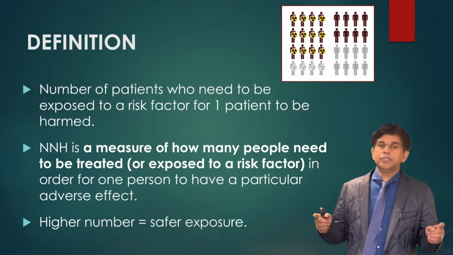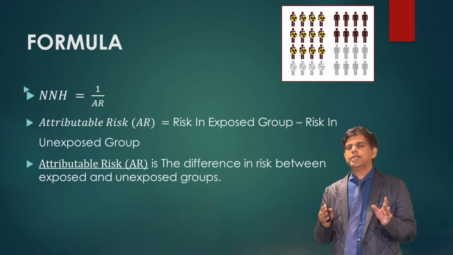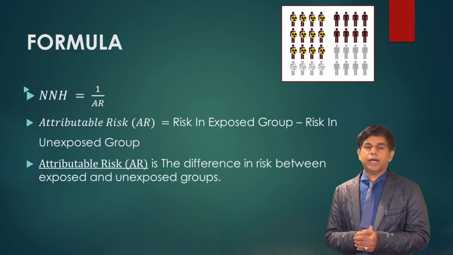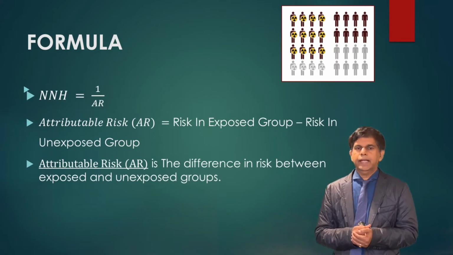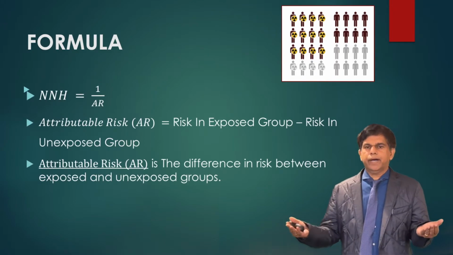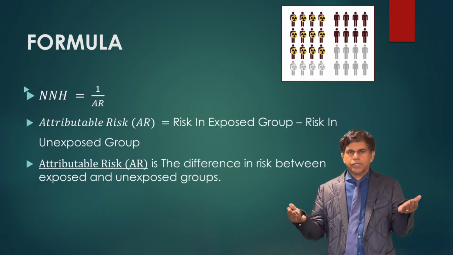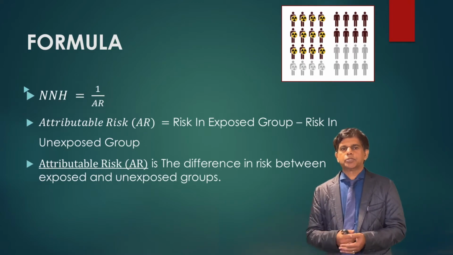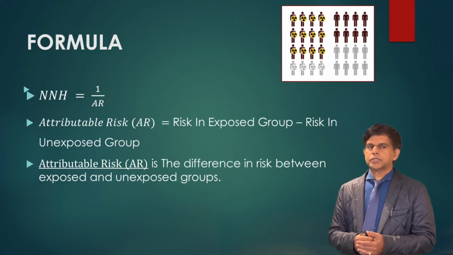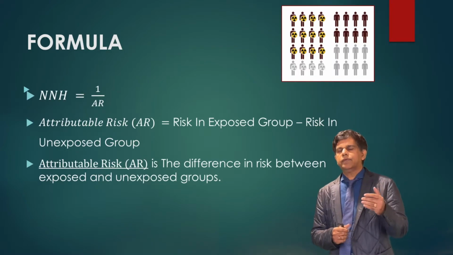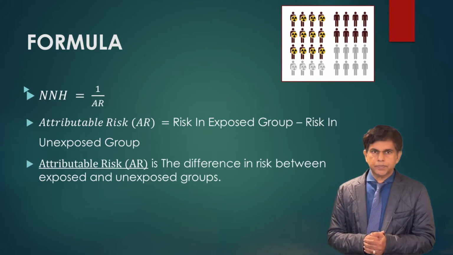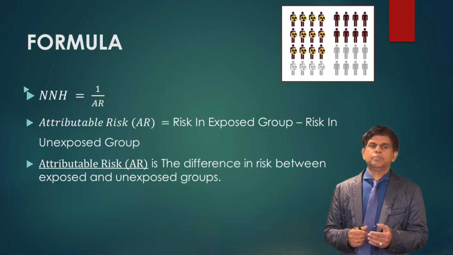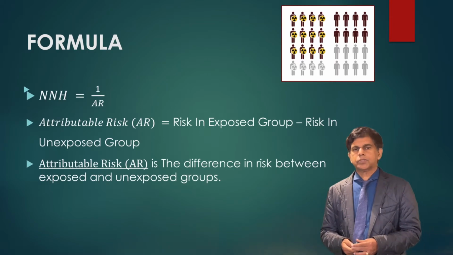Now, which formula can we use to calculate? Very simple. Number needed to harm equals 1 divided by attributable risk. Now let's look at how to calculate the attributable risk. You take the risk in the exposed group minus risk in the unexposed group. So the difference between the risk in the exposed group and risk in the unexposed group, that is what attributable risk is. So the formula is 1 divided by attributable risk. Attributable risk is the difference in risk between exposed and unexposed groups.